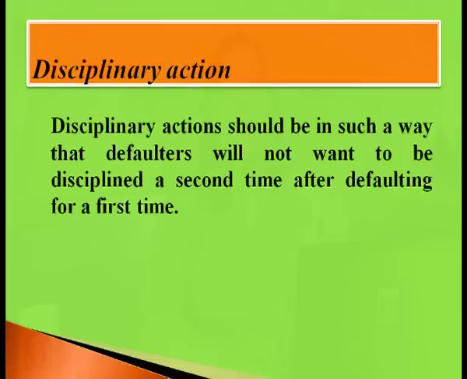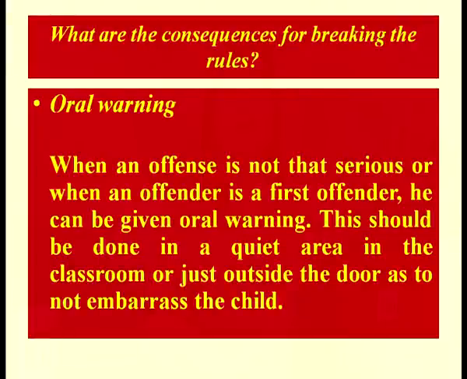Now, some disciplinary actions should be in such a way that defaulters will not want to be disciplined a second time after defaulting for the first time. First one is oral warning. When an offence is not that serious or when an offender is a first offender, he can be given an oral warning. This should be done in a quiet area in the classroom or just outside the door so as not to embarrass the child.